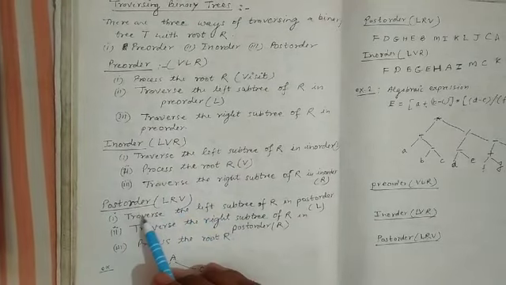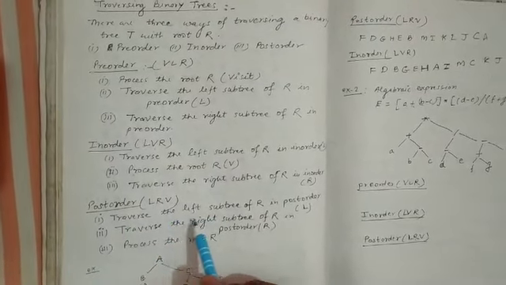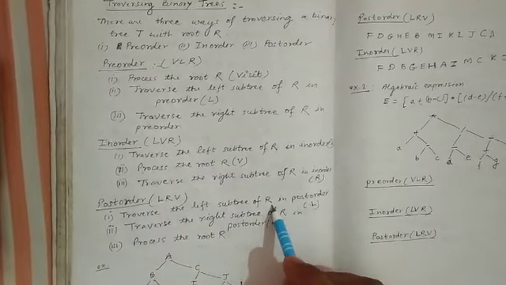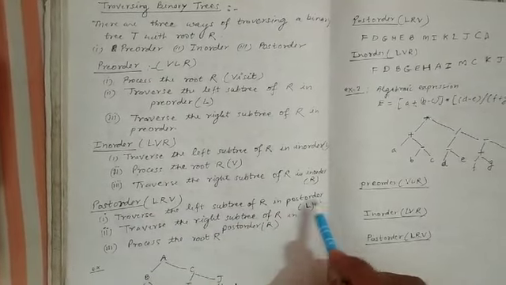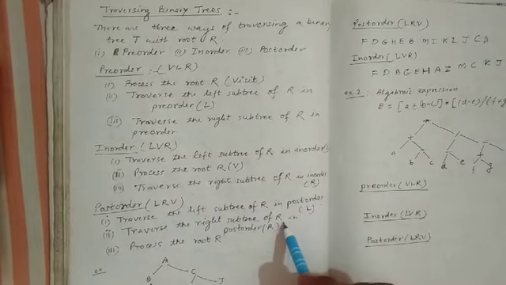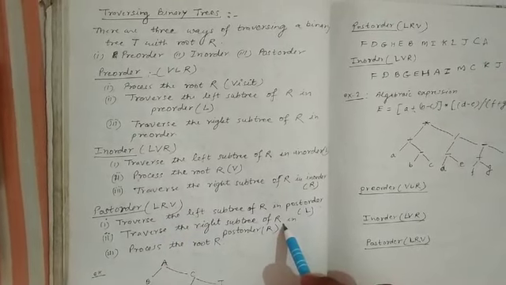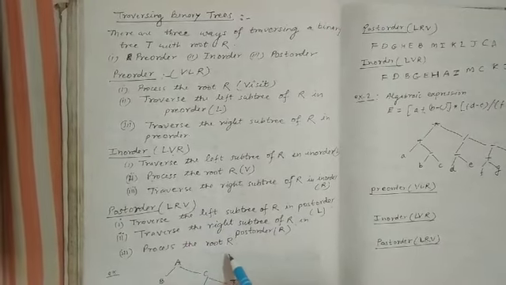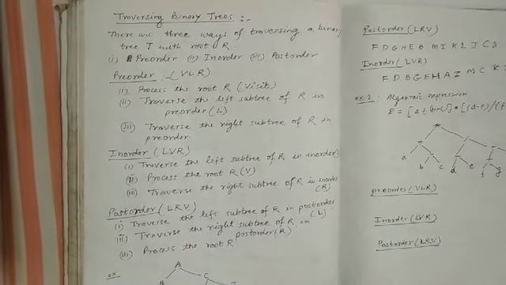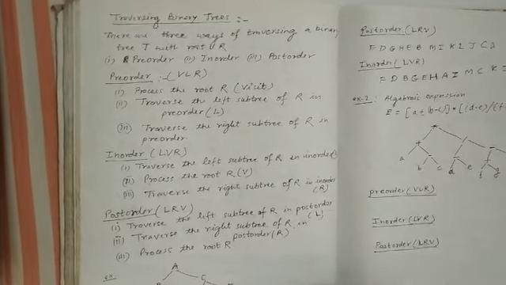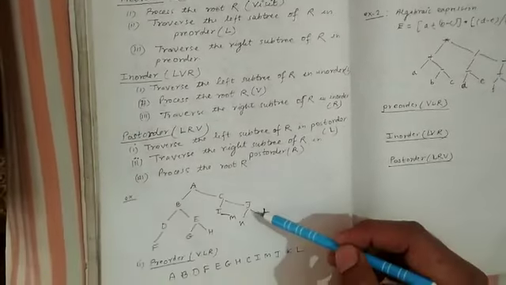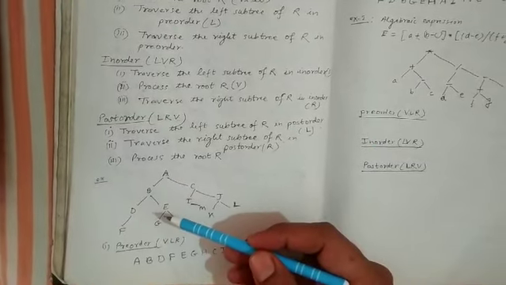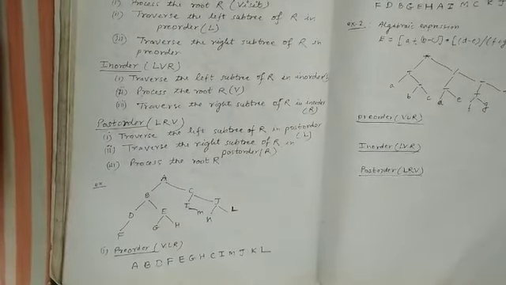So in post-order traversal, again traverse the left subtree. L for move left means traverse the left subtree of R in post-order. Then R, move right side, means traverse the right subtree of R in post-order. Then finally V means visit the node, process the root node. So taking this example of a binary tree, we will see how we can find out the pre-order, post-order, and in-order traversal of a binary tree.